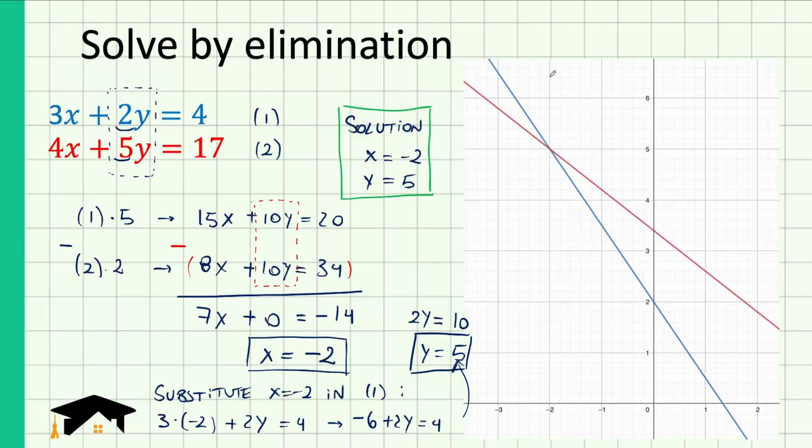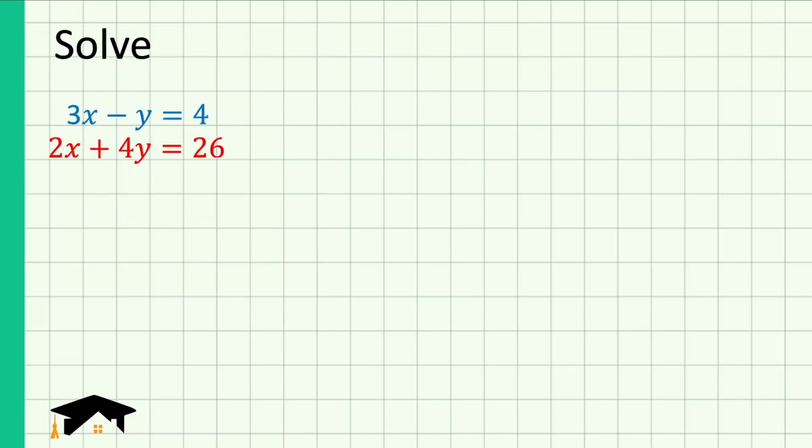If we now look at the plot of these two functions, this is the intersection point, and this intersection point has x coordinate minus 2 and y coordinate 5. So this is the point minus 2, 5. And that is exactly the same that we had for our solution. This shows us that the exercise is solved correctly. Now let's solve this other equation.